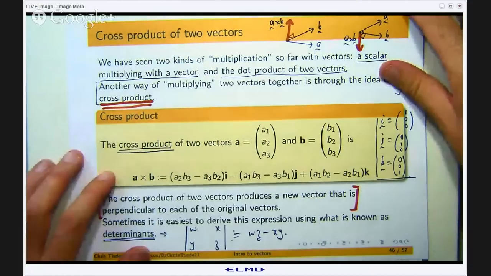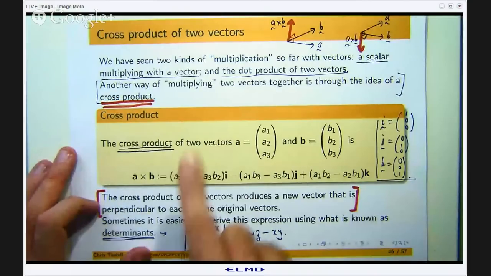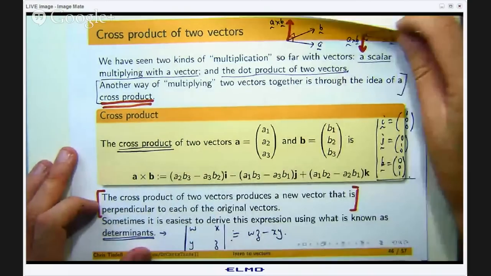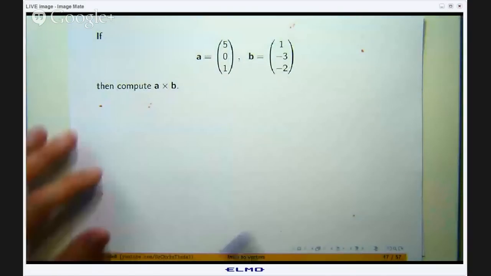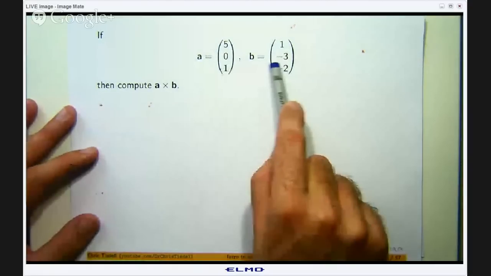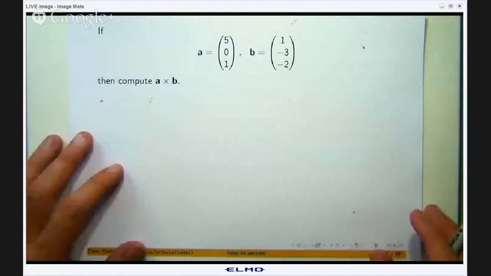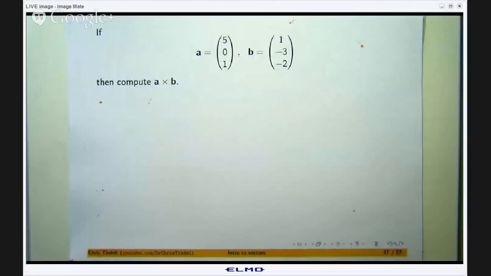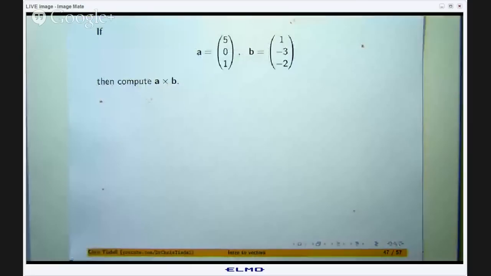Okay, so let me show you an example. I'll come back to talking about this a bit later, about the perpendicularity or the orthogonality. But let's actually do a concrete example and see how we go. If A is this vector and B is this vector, compute their cross product. Okay, so watch carefully, because what I'm going to do now actually works for every example, and it's just an algorithm that helps you compute the cross product without having to memorize this mess. Okay? All right.